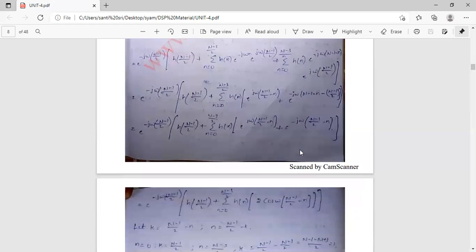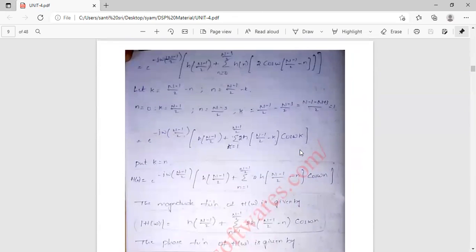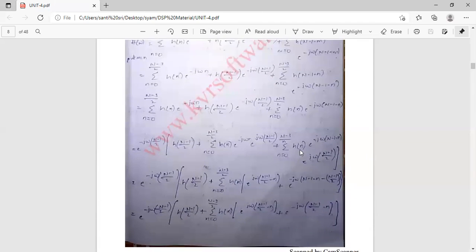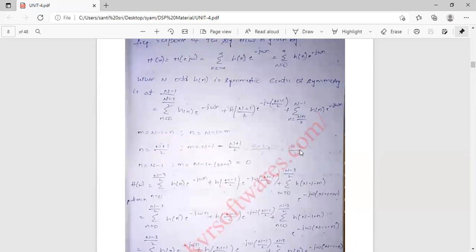So this derivation we will see in the next class. With this I am concluding today's class. Okay. So we continue in the next class. Next class we will again discuss this.